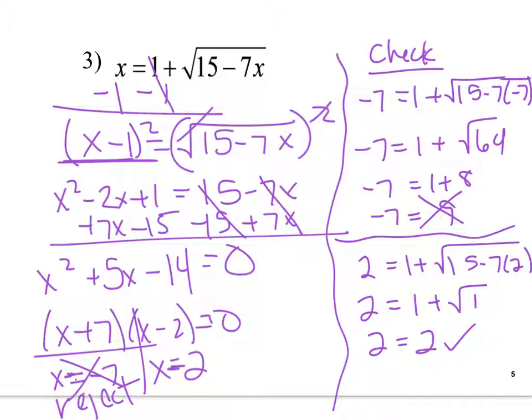So here's the check. Turns out when I check the negative 7, the first one that I checked, put negative 7 here and here, do the math, I get negative 7 equals 9, so that's rejected. That one doesn't work. I plug this one in, I get 2 equals 2, that's good, so 2 is our answer.